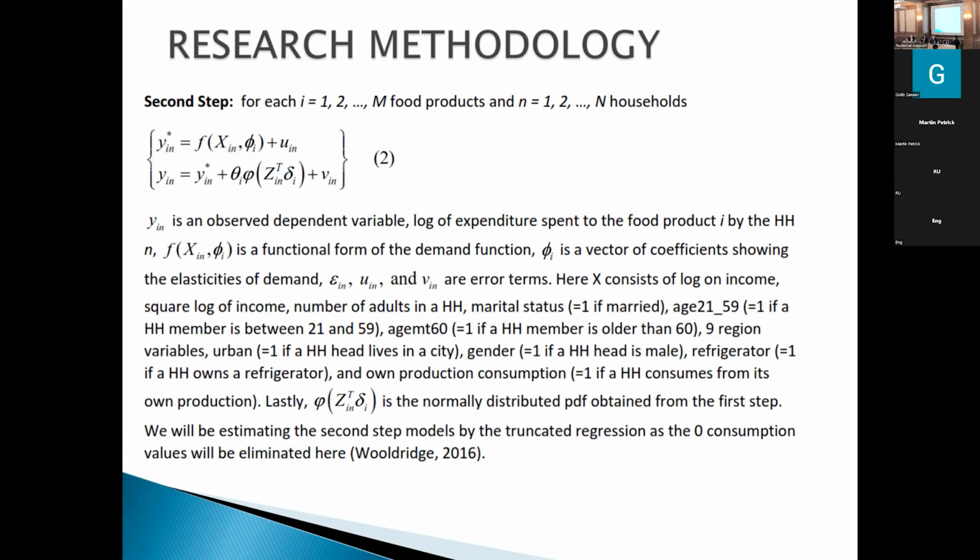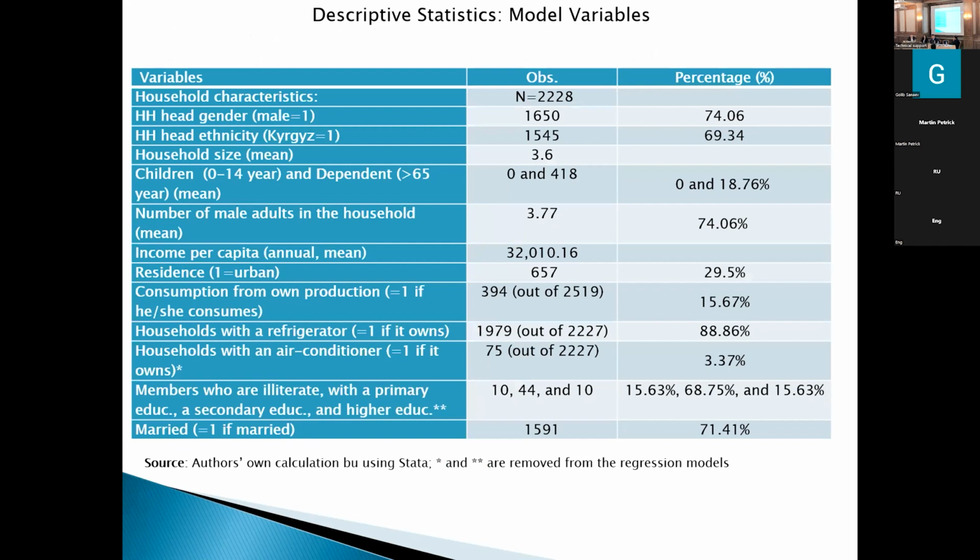Okay, these are the descriptive statistics, and here we can see that about two-thirds of the household heads are male, and 70% of them are Kyrgyz households, which is also consistent with the population distribution by ethnicity. And the household size is about 3.6. This is also very consistent with the data of the National Statistical Committee of the Kyrgyz Republic.